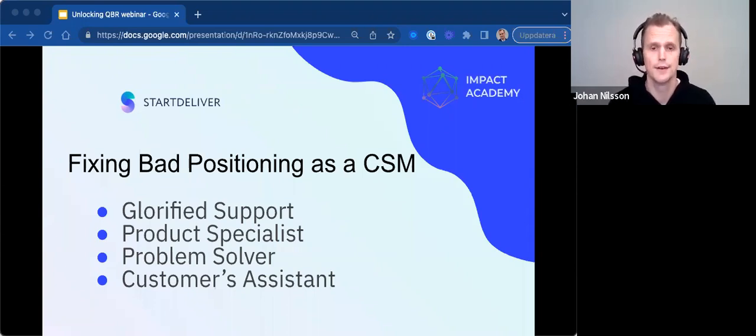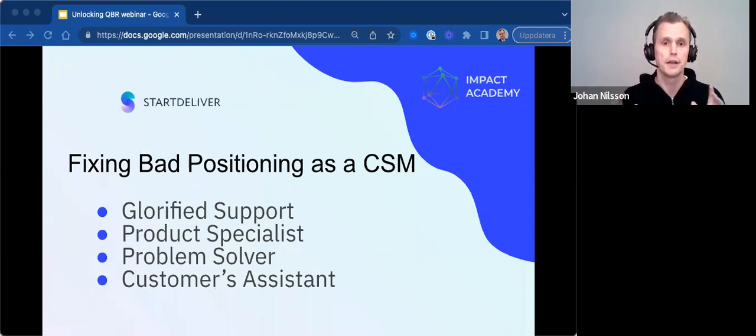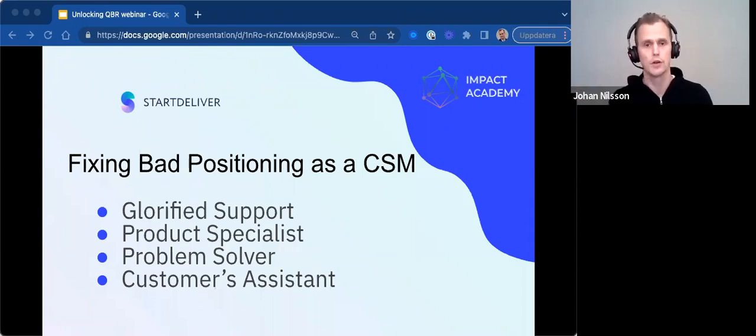Problem solver, another position that we can end up being. They send problems to us. That's what we do. So they push problems to us. It might be support-like problems, but it can be other types of problems. We just solve them, and that's what they want to do with us, and they don't have time. If we reach out to them, they don't understand why, because they're used to sending problems our way.